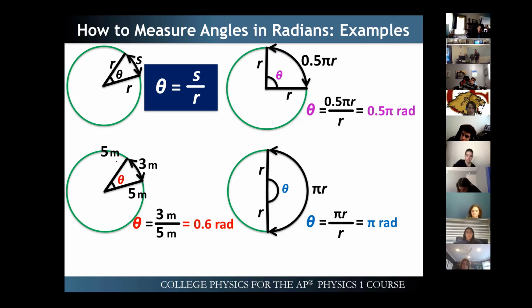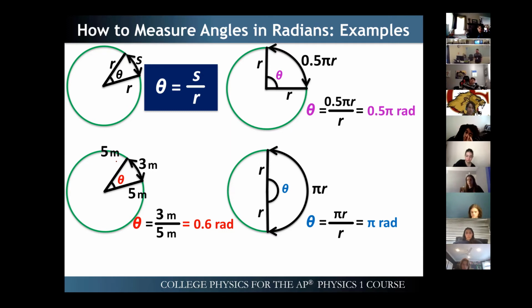If we do take 0.5 pi as the arc length times the radius, that's the arc length, and then divide it by the radius, you can see the radii cancel. The radius in the numerator and the radius in the denominator cancel. And we're left with 0.5 pi. Now this may start ringing a bell if you've done unit circle.